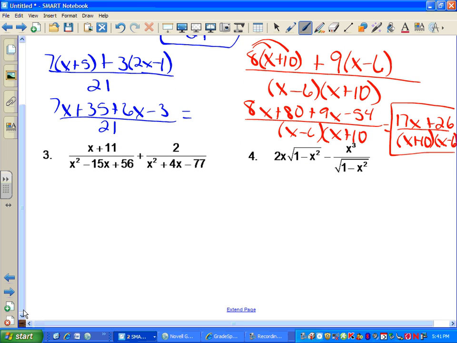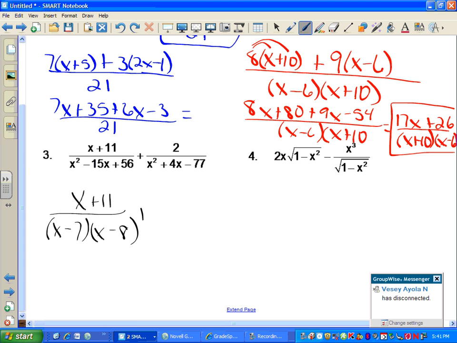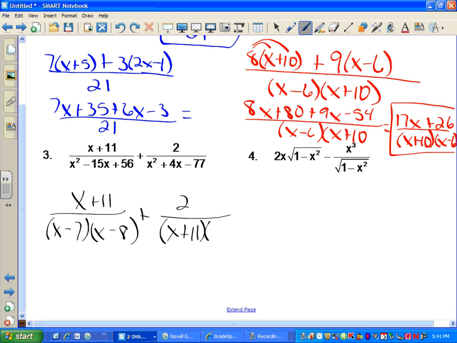Number 3. Before you start number 3, you must factor each part. So I'm going to rewrite the question here. Let's get a new color. We're going to have x plus 11, but we're going to factor this bottom into what multiplies to be 56 that adds to be negative 15, which will be x minus 7 and x minus 8, plus, let's put the 2 in the numerator. Let's factor what multiplies to be negative 77 that adds to be 4, which would be x plus 11 and x minus 7.